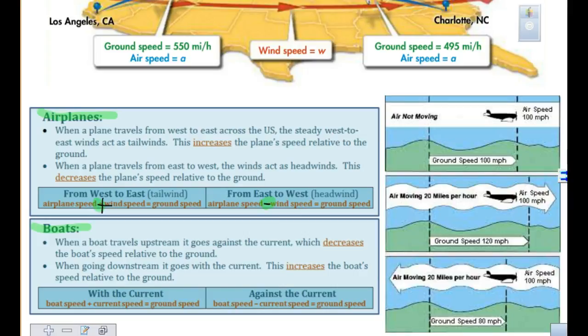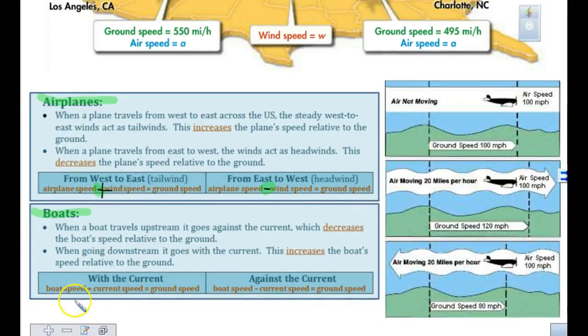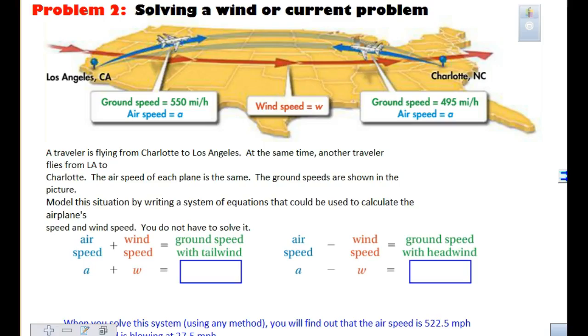Same thing with our boats. When we are going with the current, you take your boat speed and add the current to get your speed. When you're going against the current, you take your boat speed and subtract whatever the current is. It doesn't seem that bad, and once you get used to writing them, these are really kind of easy to solve. But it's wrapping your head around going against the wind and with the wind that people struggle with.